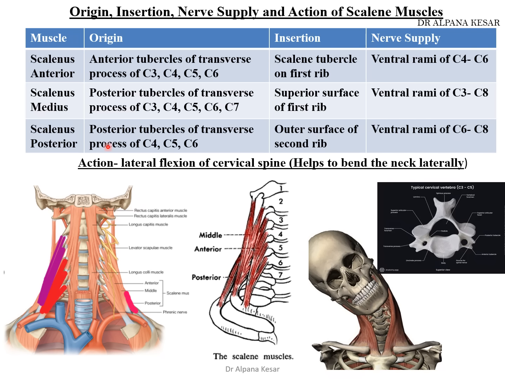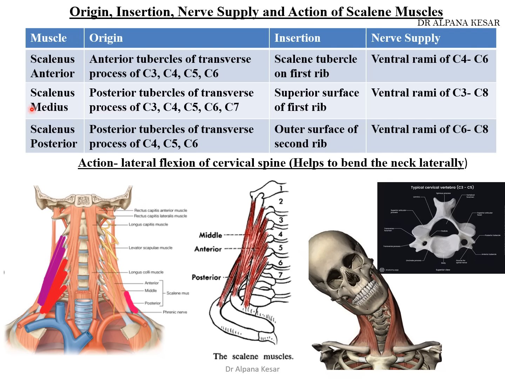Before that, let us try to understand the structure of a typical cervical vertebra. This is the transverse process of the cervical vertebra, which has an anterior tubercle and a posterior tubercle. The scalenus anterior muscle takes origin from the anterior tubercle of the transverse process, while the scalenus medius and scalenus posterior takes origin from the posterior tubercle of the cervical vertebra.